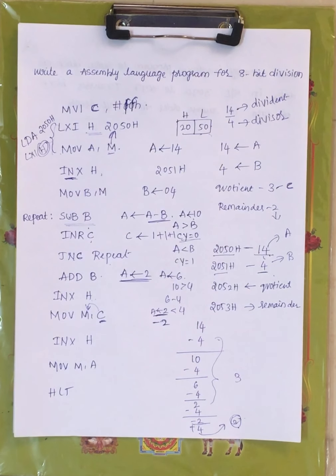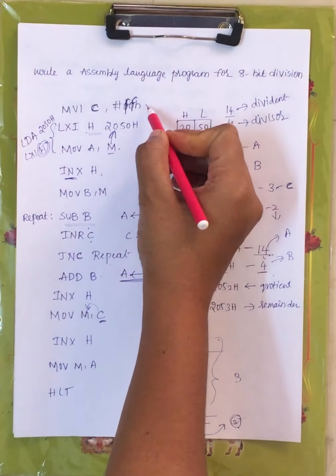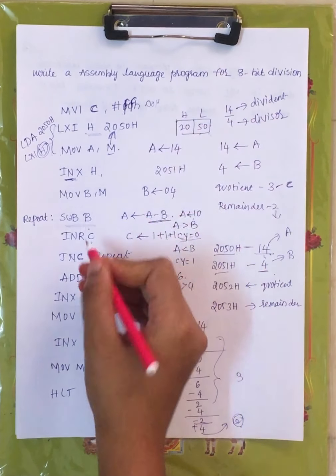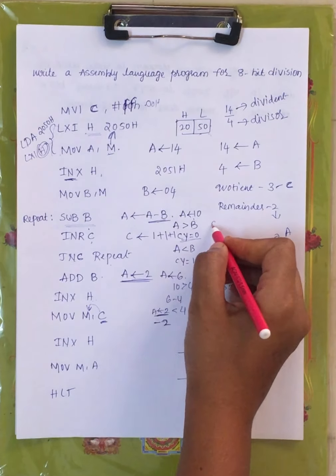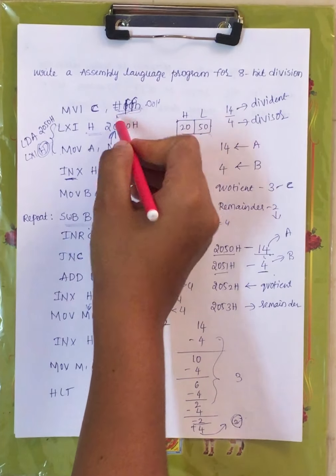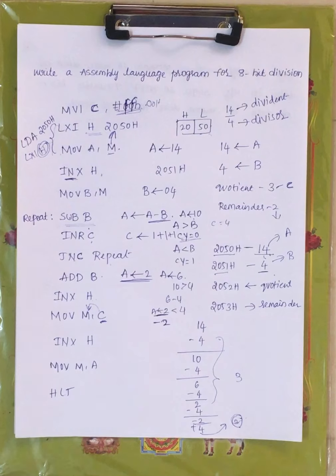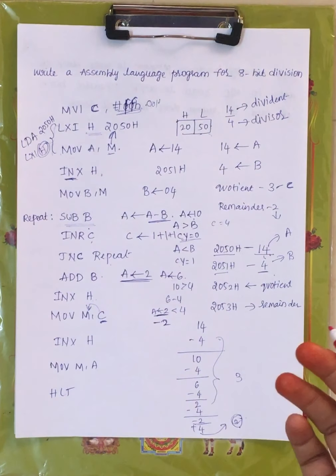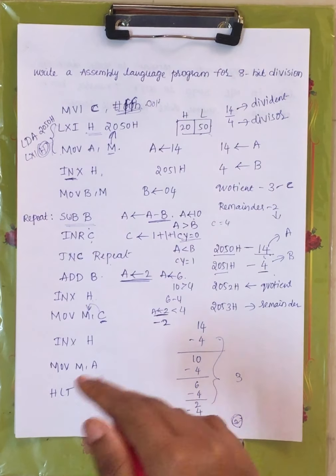Now this is the actual 8-bit division. If you take 00, after this coming loop C you are getting as 4. That's why you have to get the exact value. It should be FFH. Now this is the actual program for 8-bit division.